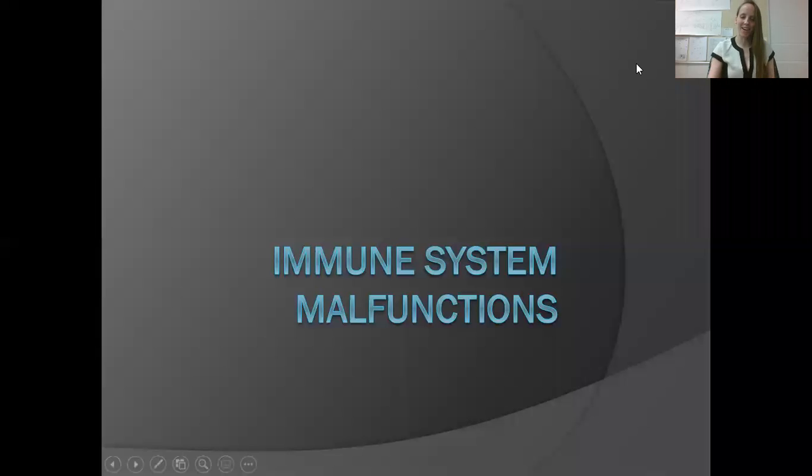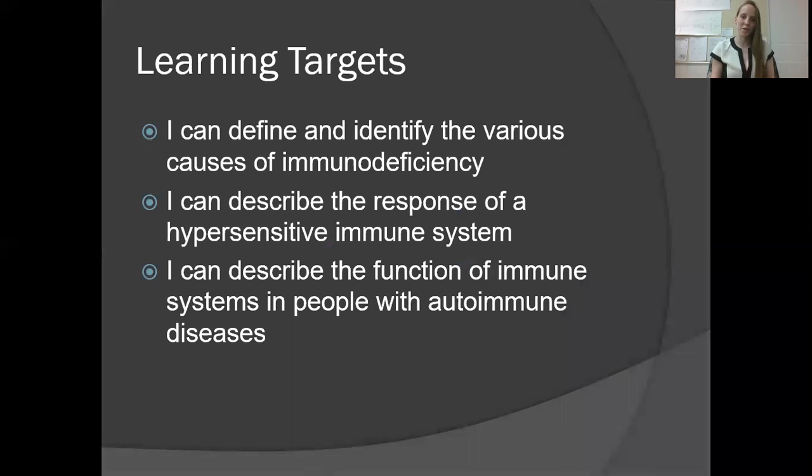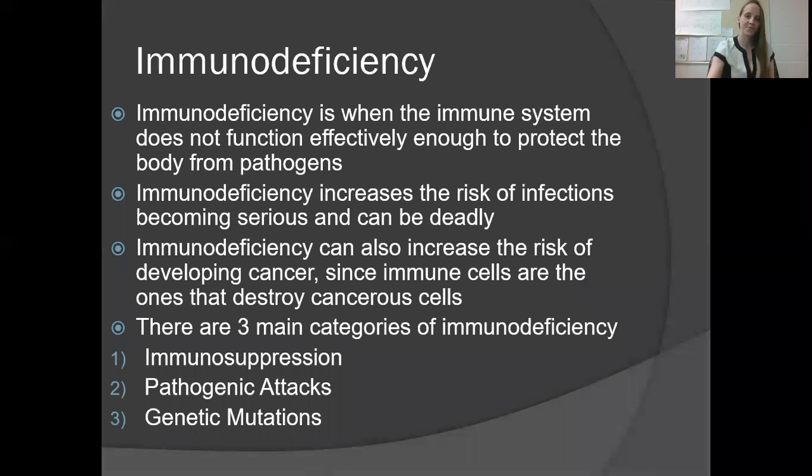Hey guys, so in the last lesson we talked about the immune system and how it functions and some of the different cells of the immune system. Today we're going to briefly go over some different diseases and disorders that can result when the immune system malfunctions. So in this lesson on immune system malfunction, we're going to be going over some of the different causes of immunodeficiency. We're also going to talk about hypersensitive immune reactions as well as autoimmune diseases.